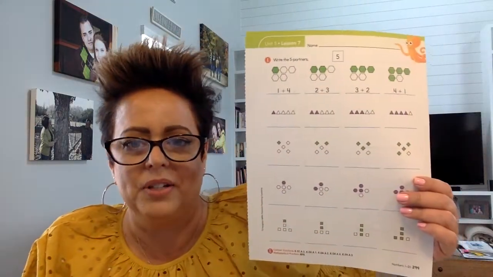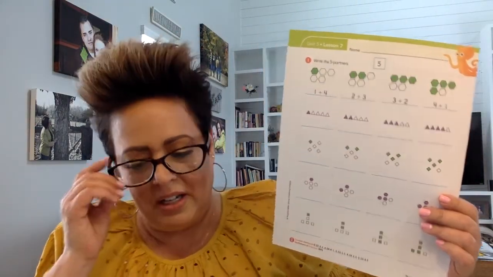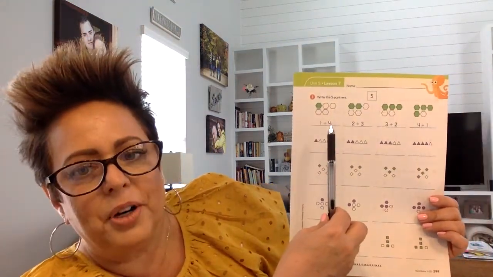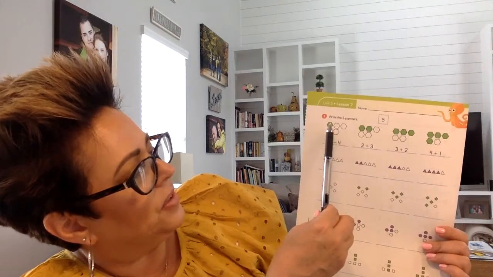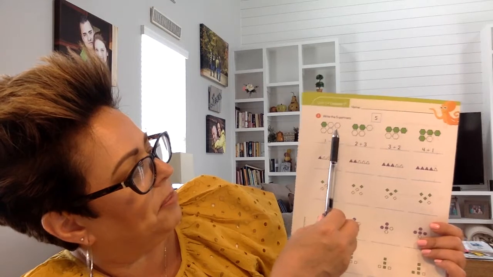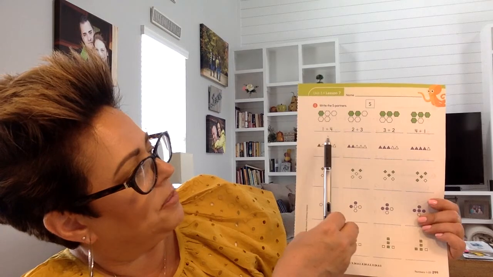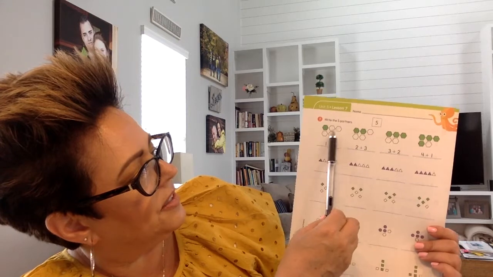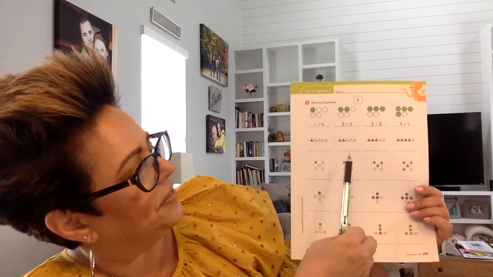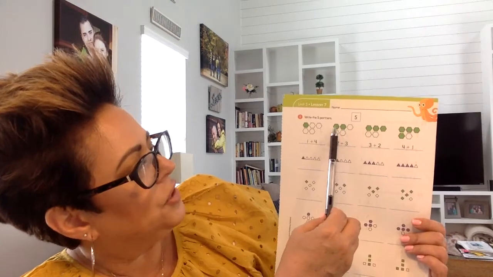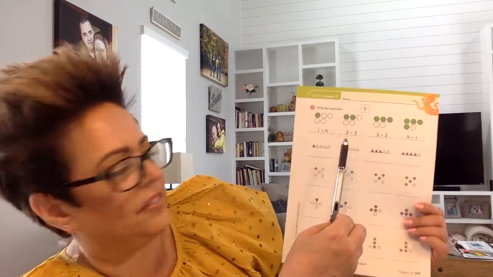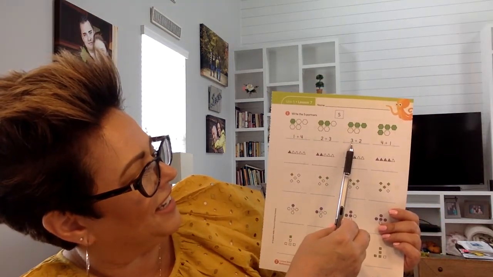Now we're going to talk about number partners. So in these pictures, we are showing number partners. So there is 1 green shape plus 4 other shapes. These are showing the number partners of 5. So 1 plus 4 equals 5. We can show it another way. 2 plus 3 equals 5.